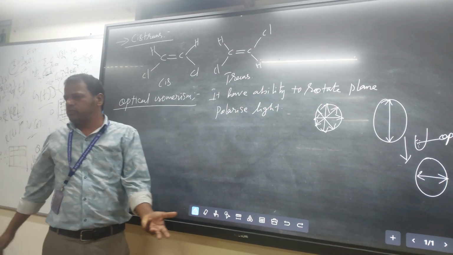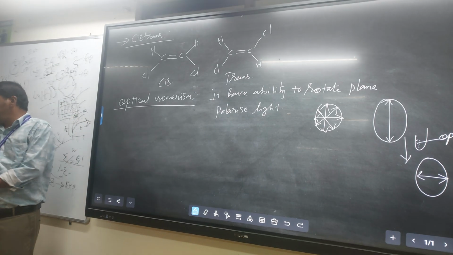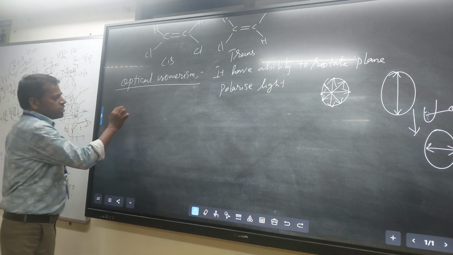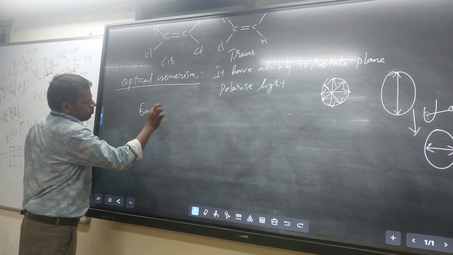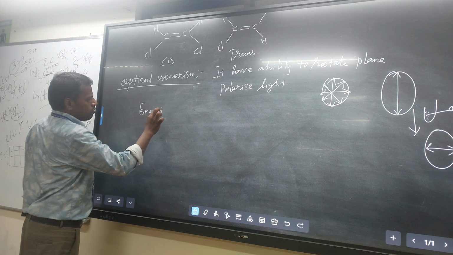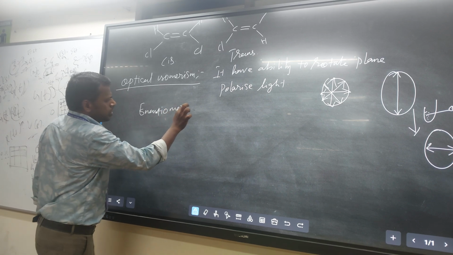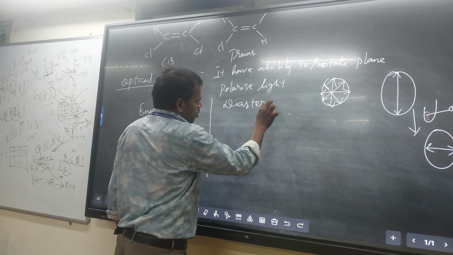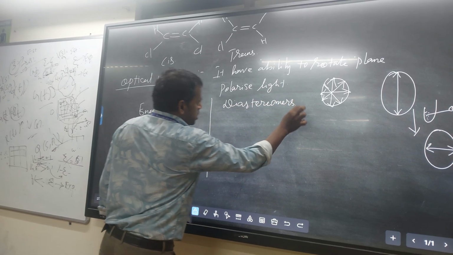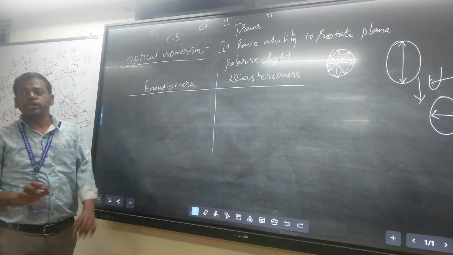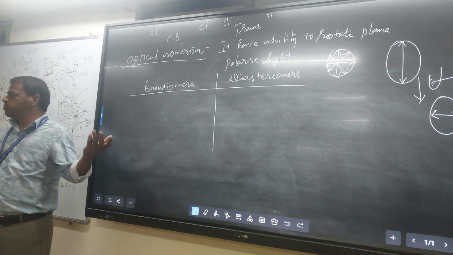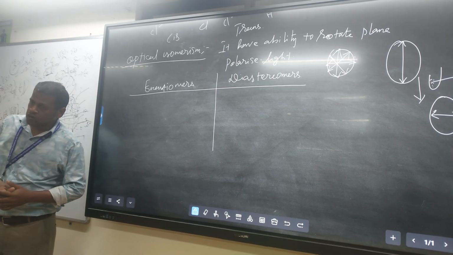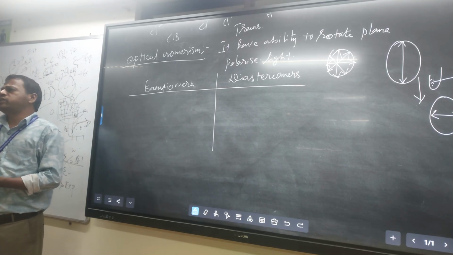Optical isomerism. So here again we classify enantiomers and diastereomers, and we can differentiate them. Students, listen. What is an enantiomer? What is a diastereomer?